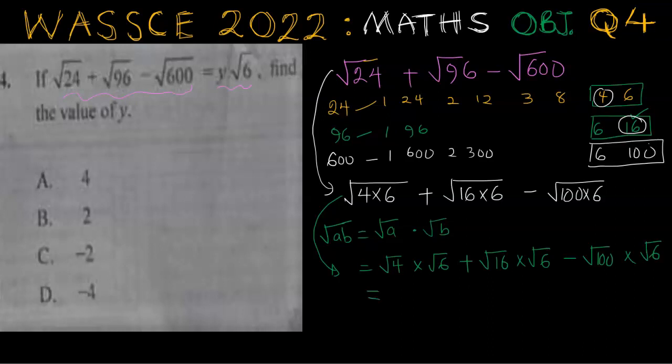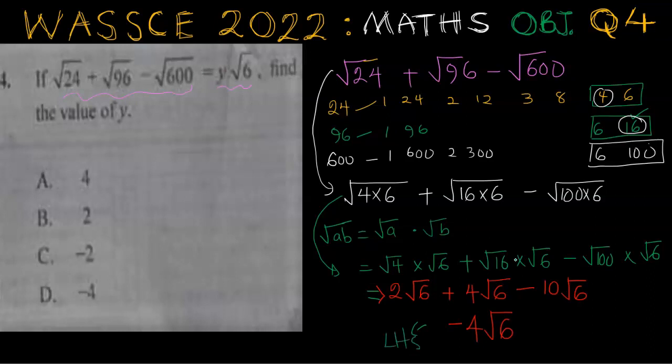And since we know that root 4 is 2, this is just 2 times root 6, that's 2 root 6, plus root 16 is 4, 4 times root 6 is just 4 root 6, minus root 100 is 10, so this is 10 times root 6, that's 10 root 6. Now 2 root 6 plus 4 root 6 is 6 root 6, minus 10 root 6 is negative 4 root 6. And of course, this is the value of the left hand side.